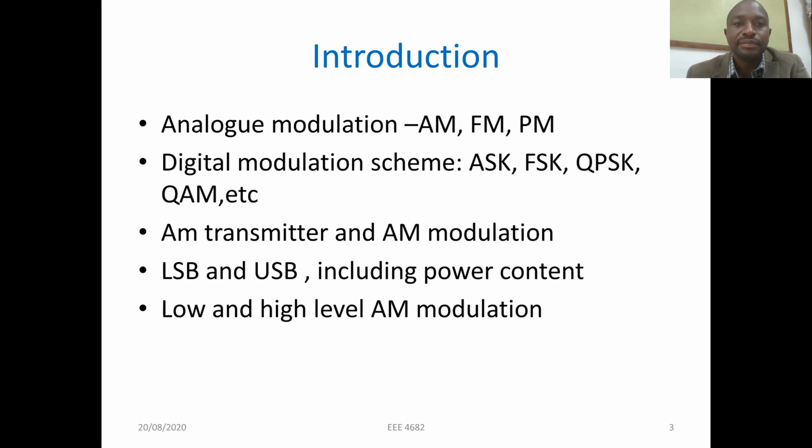Now, modulation can be classified in terms of analog and digital modulation. Under analog modulation, you've got amplitude modulation, frequency modulation, phase modulation. While for digital modulation, you've got ASK, FSK, QPSK, and so on. In this lecture, we'll focus more on the AM transmitter and look at AM modulation. Then we'll look at low and high level modulation, and the upper and the lower sideband, including power content in AM. Then we'll end with bandwidth calculation for amplitude modulation.